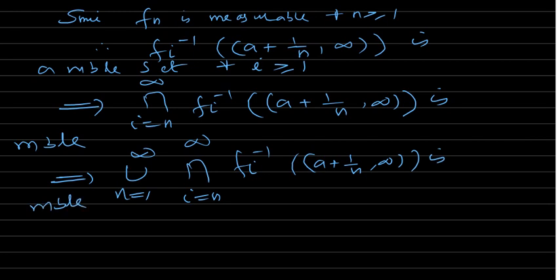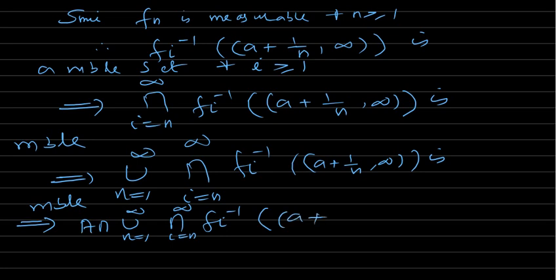But this thing is measurable, A is also measurable. So A intersection this set is measurable, which means A intersection the set union n runs from 1 to infinity, intersection i runs from n to infinity, fi inverse (a plus 1 over n, infinity) is measurable, because A is also measurable. And this set is equal to A intersection f inverse (a, infinity).